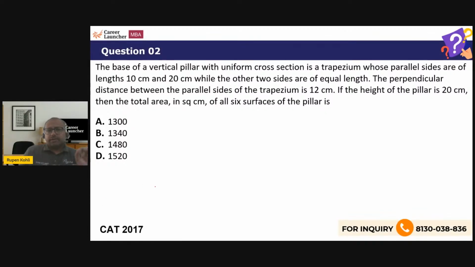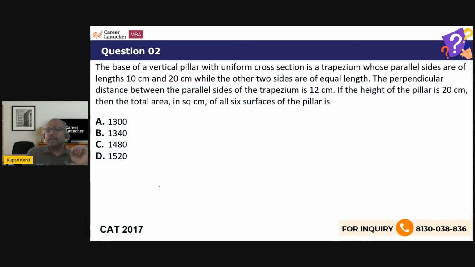The base of a vertical pillar with uniform cross section is a trapezium whose parallel sides are of length 10 and 20 centimeters, while the other two sides are of equal length. The perpendicular distance between the parallel sides of the trapezium is 12. If the height of the pillar is 20, you have to find the total area of all the 6 surfaces.